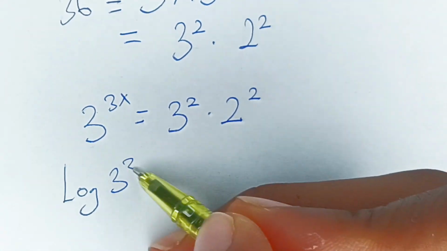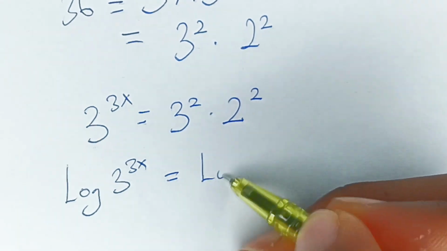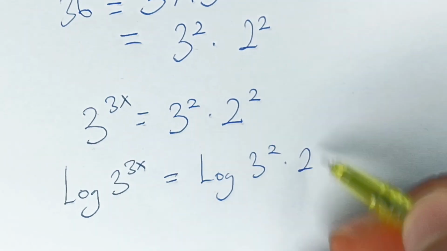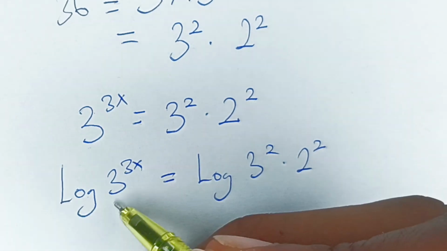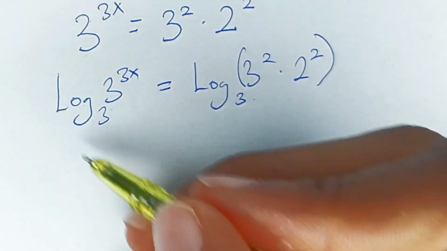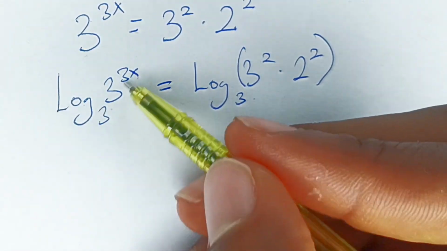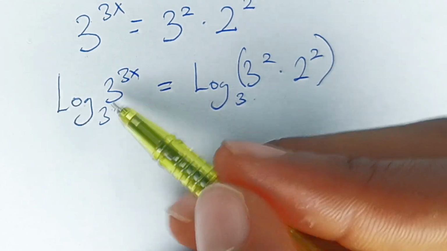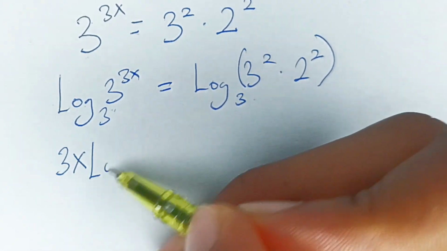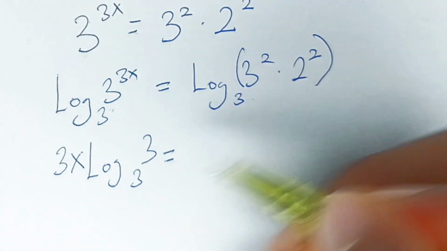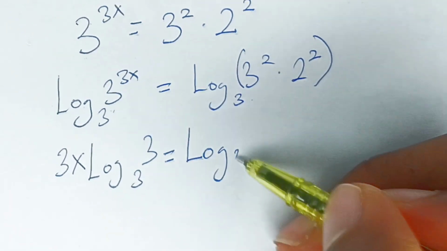So logarithm of 3 raised to the power 3x is equal to logarithm of 3 squared multiplied by 2 squared. This logarithm, we take it in the base of the number carrying x. If you look at the number carrying x, it is 3. So from here, we're going to have logarithm of 3 to base 3 raised to the power of 3x. This power can multiply the log. So we have 3x will now multiply log of 3 to base 3 to be equal to, on the other side, you split up and put plus.